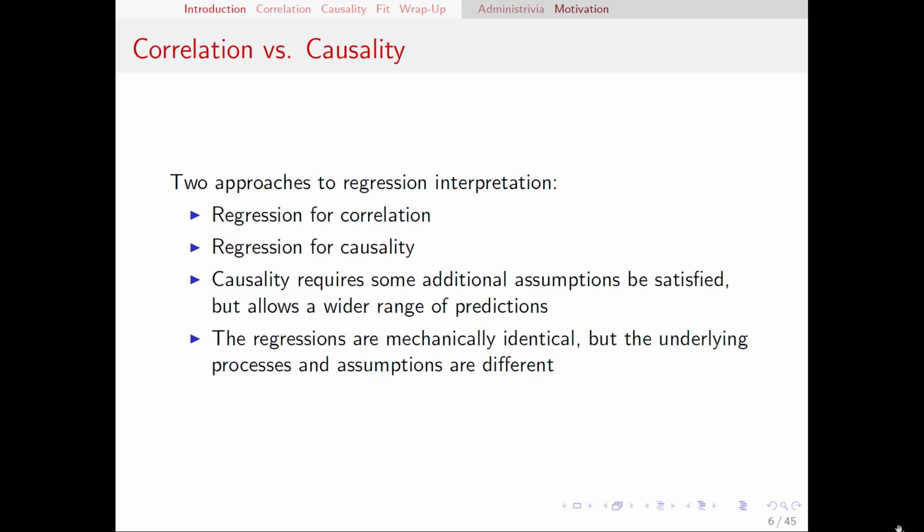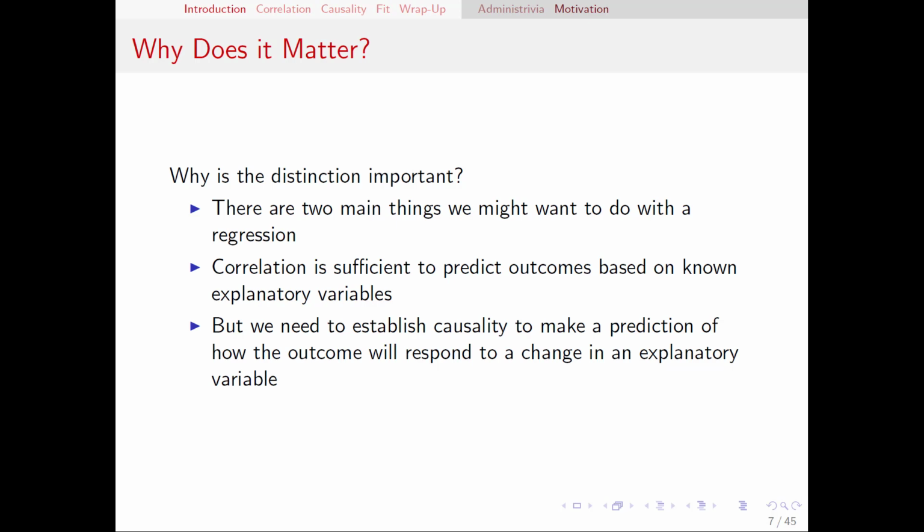This leads us to thinking about two different interpretations of a regression. The techniques for running the regression are exactly the same as we covered in the last set of videos, but the interpretation is very different and the assumptions that we need are also very different. The distinction between these two interpretations is very important because we need to be able to know what we can and can't do with our regression. In general, correlation is much easier to show and requires much weaker assumptions than a causal interpretation. But going along with that, what we're able to do with it is a bit more limited.